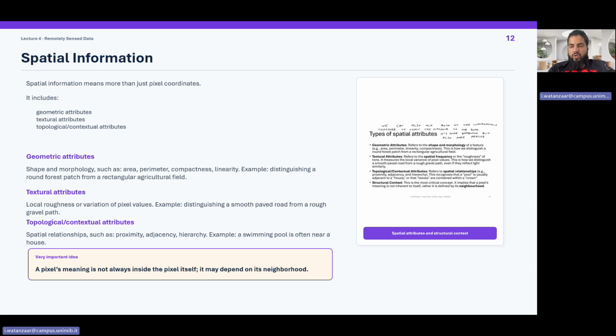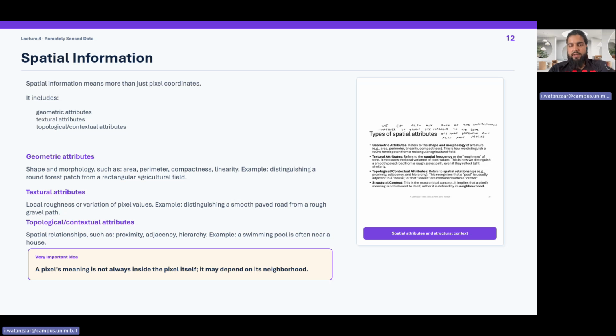It can include the geometric attributes. What exactly are geometric attributes? We will see the textural attributes, topological attributes, and the contextual attributes. So these are the spatial information given to us by the spatial information in addition to the pixel coordinates. Now, what exactly are geometric attributes? They include shape and morphology. In the shape and morphology, we can see such as the area, perimeter, compactness, linearity.